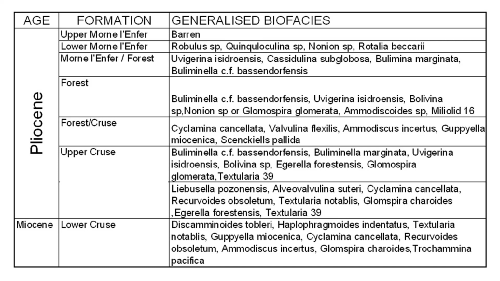These are important as all sands, silts, and clays of the Forest and Cruse Formation are almost identical in grain size and compositions. Paleontology is thus the only tool to separate them.